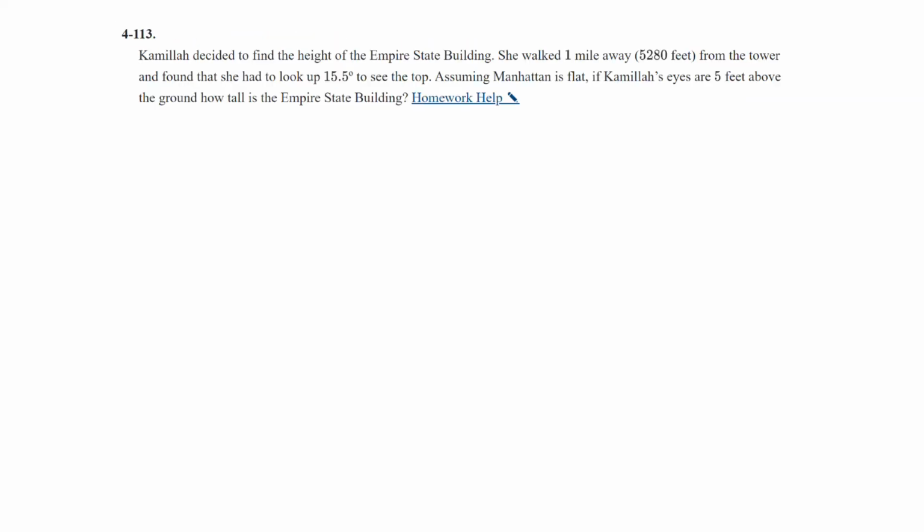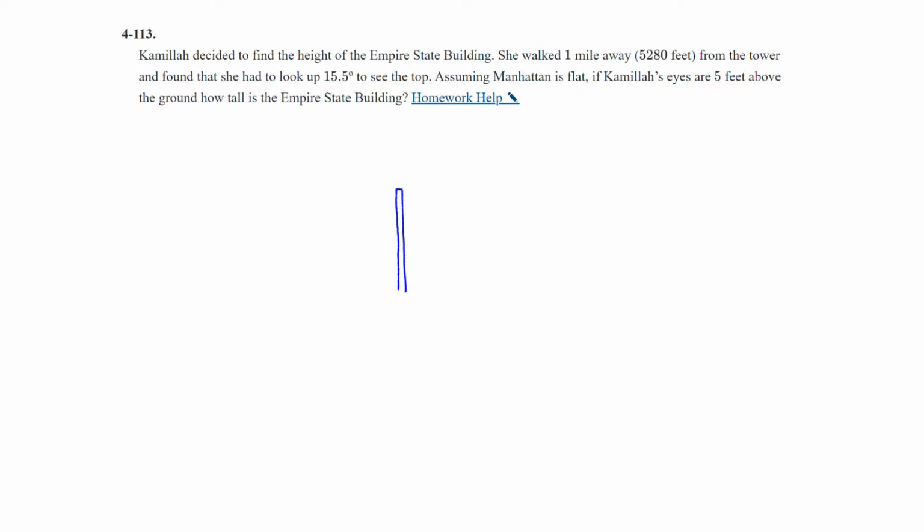Question 113. Camellia decided to find the height of the Empire State Building. She walked 1 mile away, 5,280 feet, from the tower and found that she had to look up 15.5 degrees to see the top. Assuming Manhattan is flat, if Camellia's eyes are 5 feet above the ground, how tall is the Empire State Building? So let's go ahead and get a sketch here.